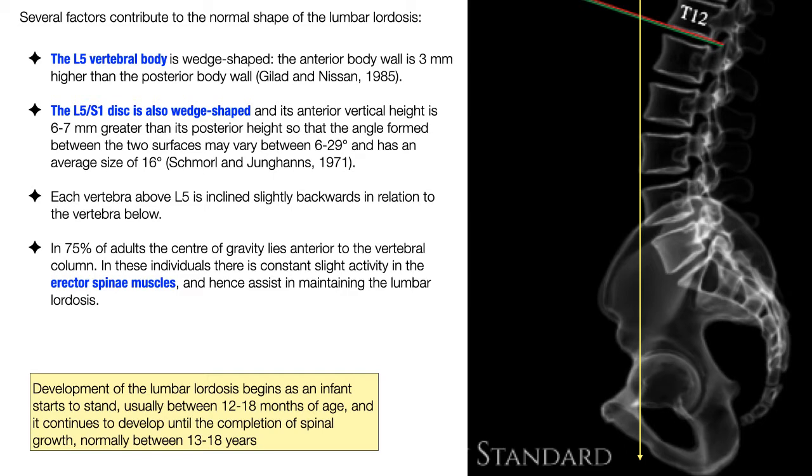Then the vertebrae above L5 need to be inclined backwards, all right, to achieve that upright position. The result is that the center of gravity lies anterior to the vertebral column. You see it here as a yellow line. And the spine muscles, and also the ligaments, must assist in maintaining this lordosis.